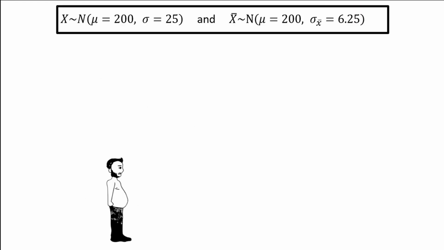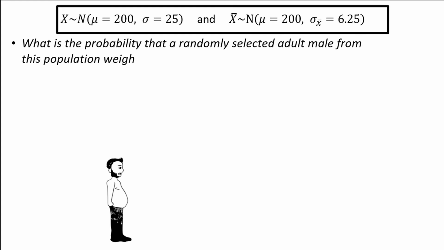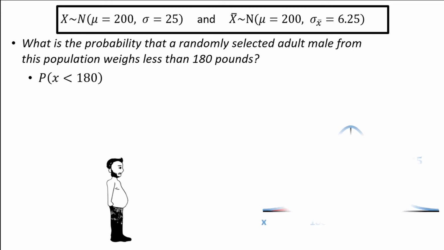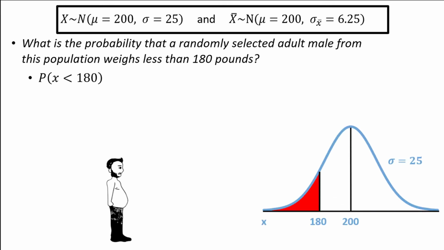Now, let's answer a few questions. What is the probability that a randomly selected adult male from this population weighs less than 180 pounds? Since we are asked about a single observation, we turn to the distribution of x and not the distribution of x bar. The probability statement is the probability x is less than 180. On the graph, we need to find the area on the curve less than 180, which I've shaded in red.